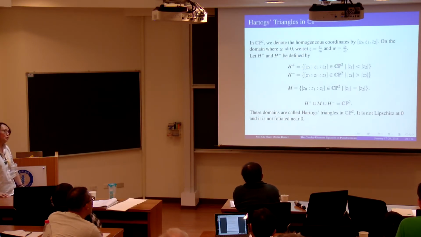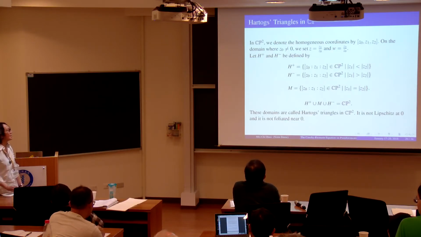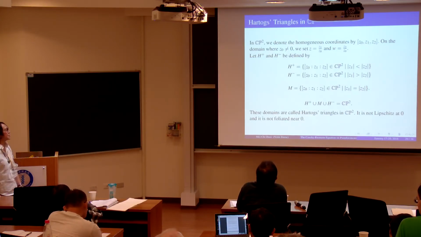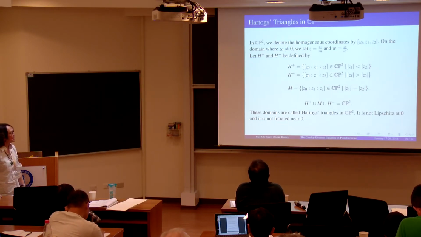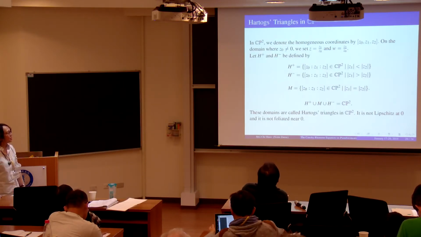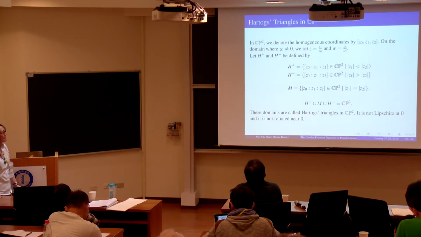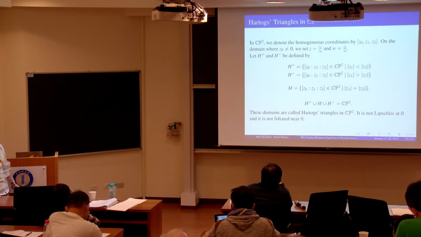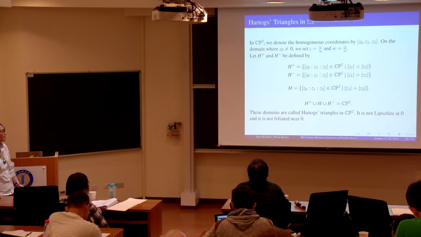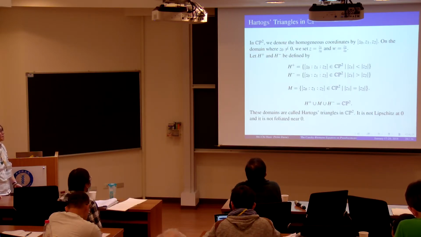The Hartogs triangle in C2 is important in complex analysis. In CP2, it's also very interesting. So let us look at this example in CP2. Suppose we take H plus and H minus in the homogeneous coordinates defined by these two Lipschitz functions. We see that this CP2 will be divided into two pseudo-convex domains. One can see that each domain is pseudo-convex easily because they are equal to a product of two planar domains.